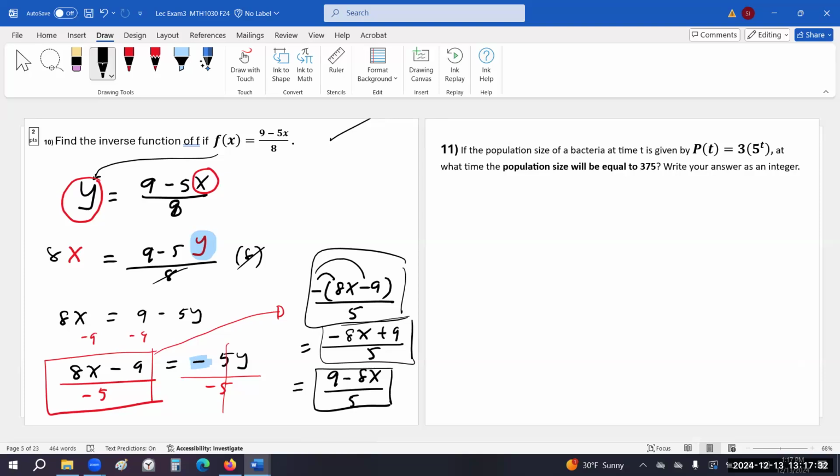Population. There will be one population question, probably in the non-calculator portion or in the calculator portion or both. So we have P of T is 3 times 5 to the T power. Go ahead, Dua. What do you do? Not only P, the whole thing.